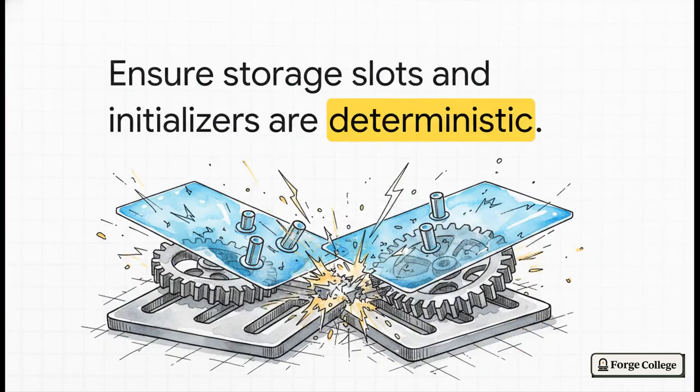Now, I need to pause here for a second to issue a major warning. Beware the upgrade collisions. If you're planning to make the system upgradable, you absolutely have to ensure your storage slots and initializers are strictly deterministic. A super common and honestly really subtle integration bug happens when an ownership flag goes uninitialized or maybe a pause flag becomes totally unreachable after a proxy upgrade simply because the storage slots didn't align perfectly. It is a total nightmare.